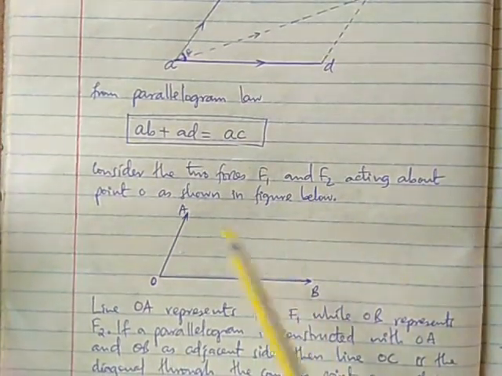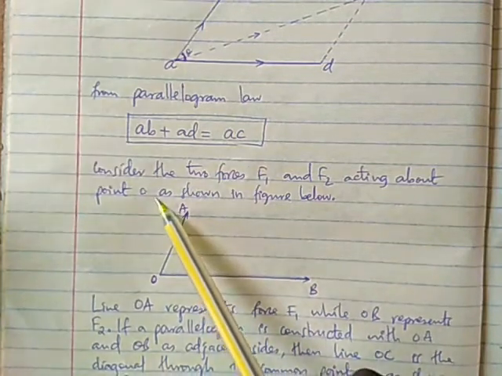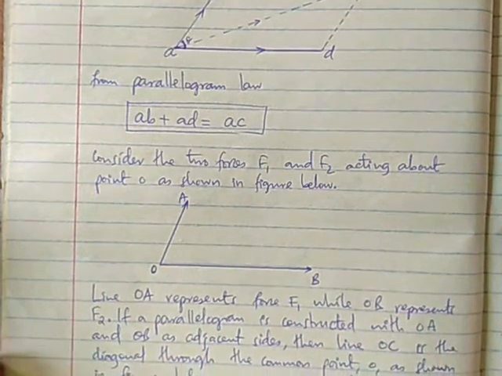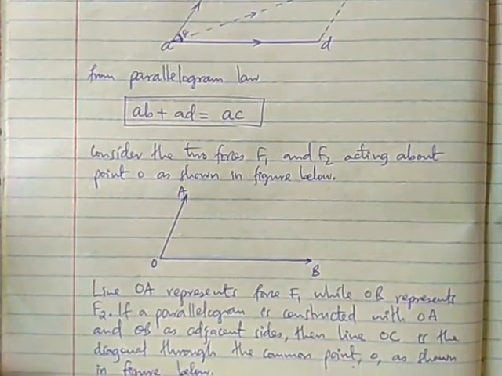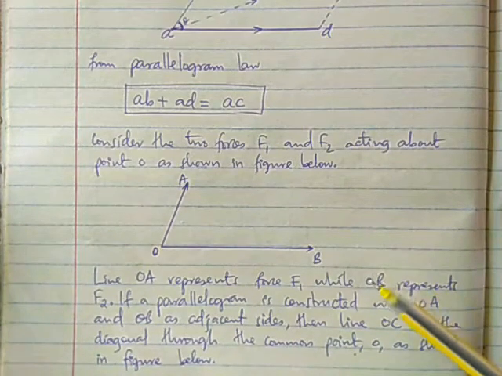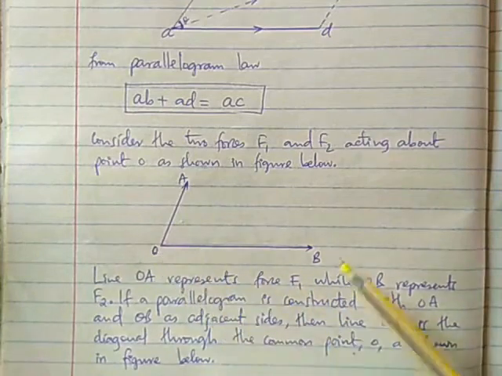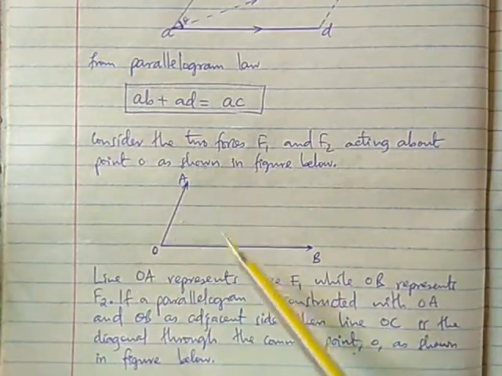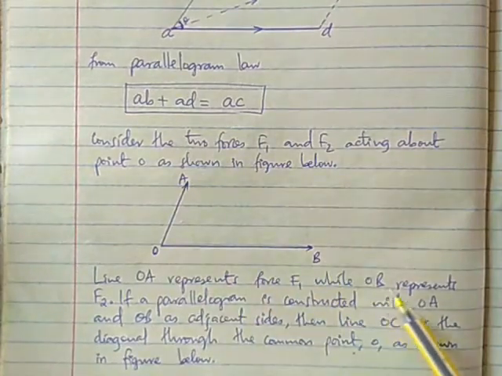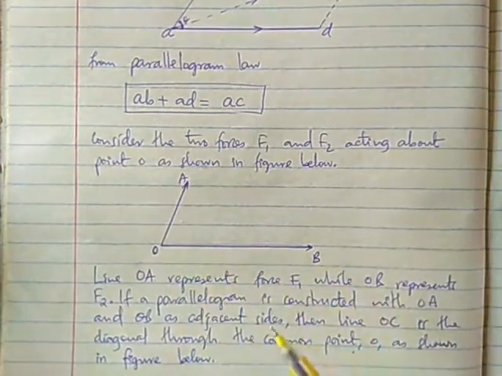Now consider two forces, force F1 and force F2, acting at a point O as shown in the figure below. So in explanation, still we are explaining the parallelogram law, how we are using it in adding vectors. From this diagram, we have OA and then we have OB. Line OA represents force F1 and line OB represents force F2. So OA is F1 and OB is F2.